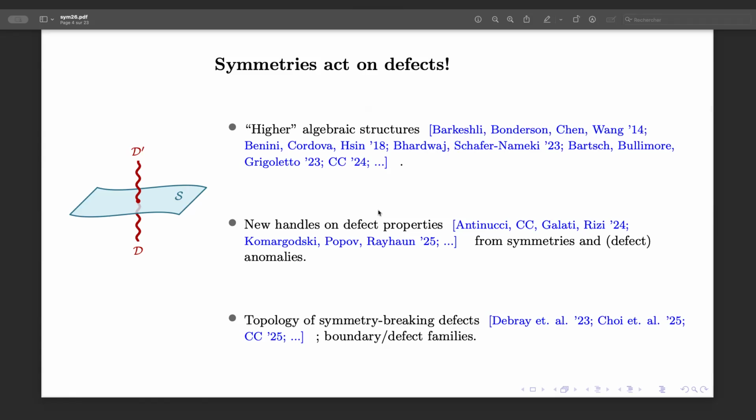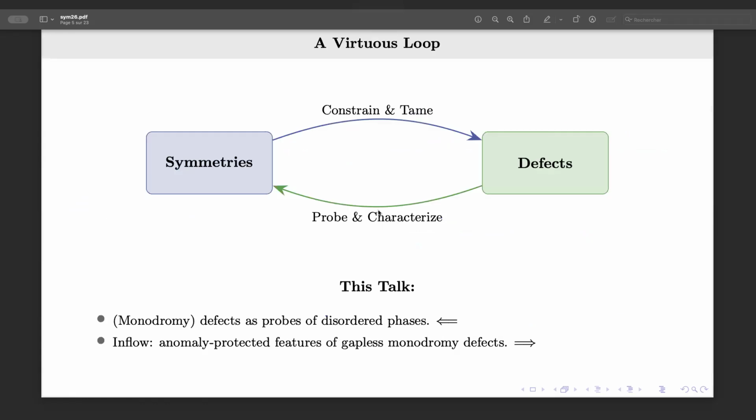And another very nice way to study defects is to study defects with braided symmetries of the bulk. These are families of boundary conditions or defects, which have been studied in several works, and how the bulk symmetry implies properties for their physical structure. And you can think of this as some type of duality, in which on one side you have symmetries, on the other you have defects. And you can use symmetries to constrain and maintain the behavior of defects. On the other hand, you can use defects to probe and characterize how symmetries are realized in the bulk.